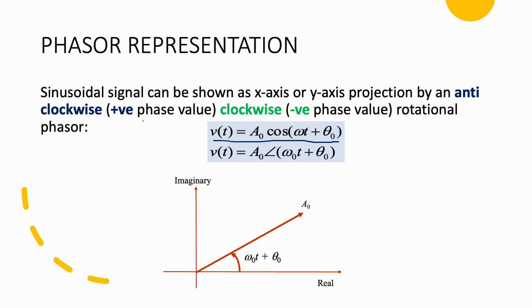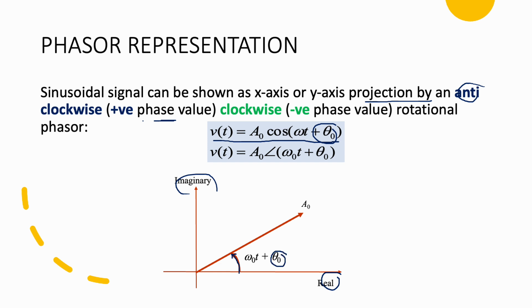So how to draw the phase? We have a real axis and an imaginary axis. Let's say your phase value is positive. For example, in this case, we have positive theta. So since it is positive, the projection is in the anti-clockwise direction. Meaning from the real axis, we need to make it anti-clockwise, so it will become in this direction.